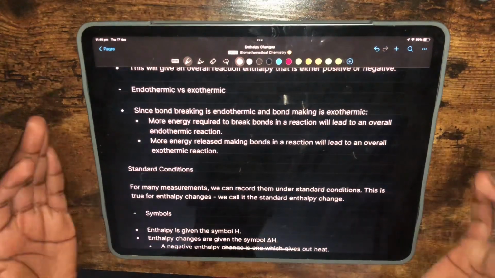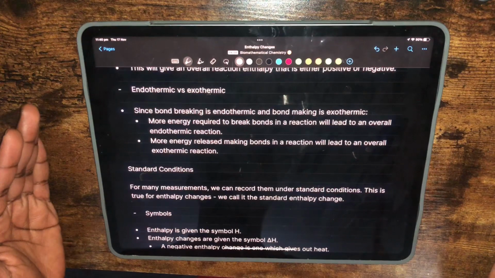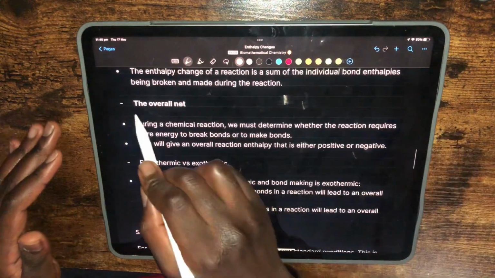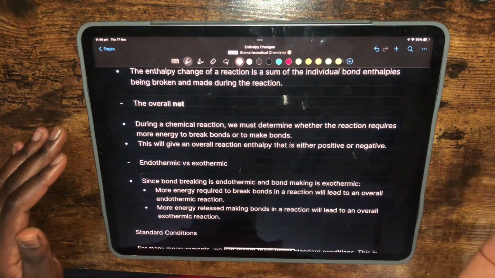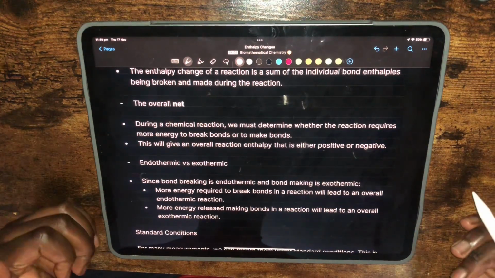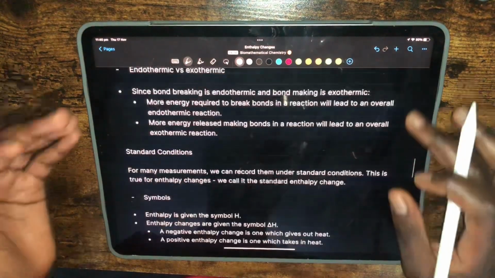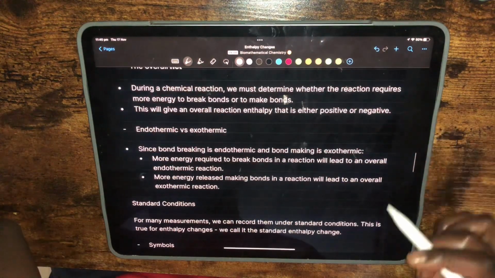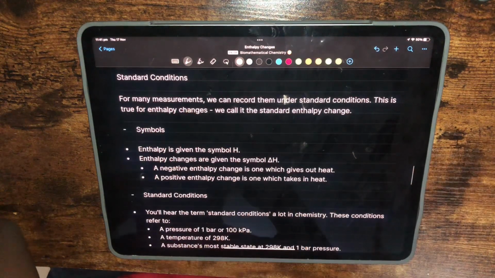So just understand that there will be some exothermic character to your reaction, but the more endothermic it is, obviously the overall net, which is the point here, will be more endothermic if you're talking about an endothermic reaction. If it's an exothermic reaction, then the overall net will be exothermic. That's it. That's what you need to understand from this. This generally is all GCSE. You should know this by now, but this part is more A-level.